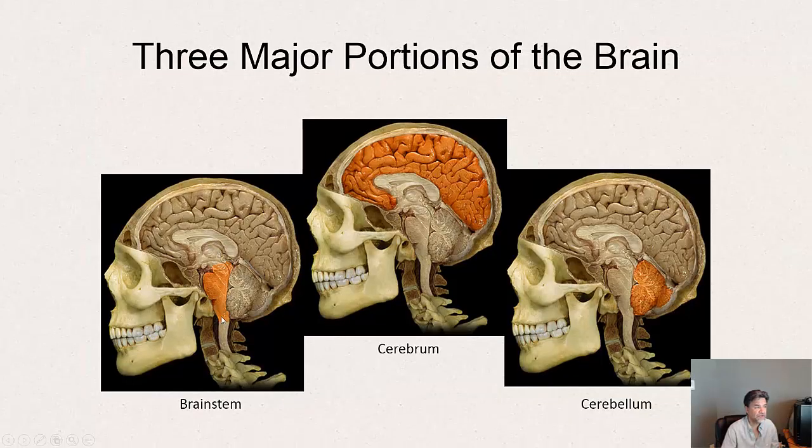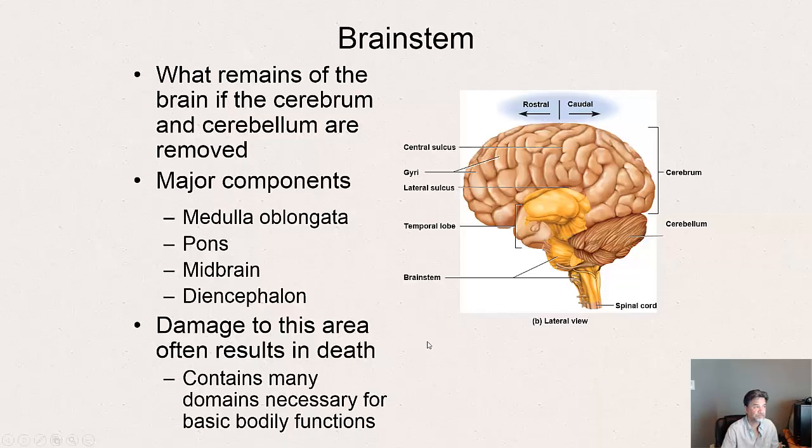Here are those three major areas. The brainstem that we'll see is formally defined as beginning where the foramen magnum occurs, right here. Then below that will be the spinal cord, and above that will be the brainstem. The cerebrum occupies most of the volume, and then the cerebellum over in this area.